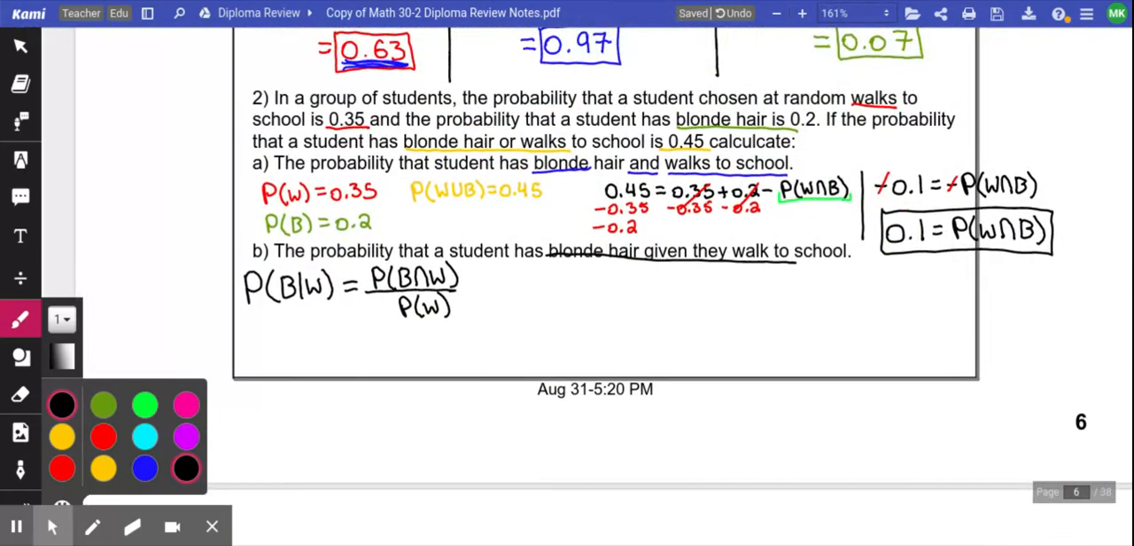That means if you throw this in your calculator, 0.1 is the probability of blonde and walking divided by 0.35, which is the probability of walking. You go 0.1 divided by 0.35, and you get the probability of blonde given that you walk is 0.29 when you round it.